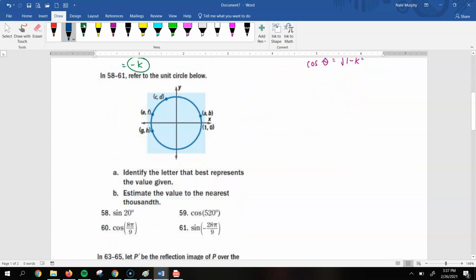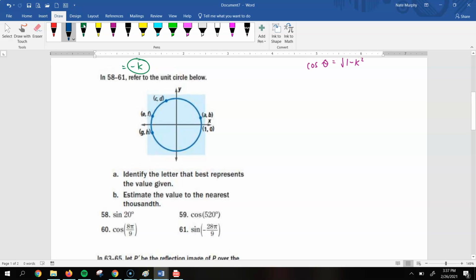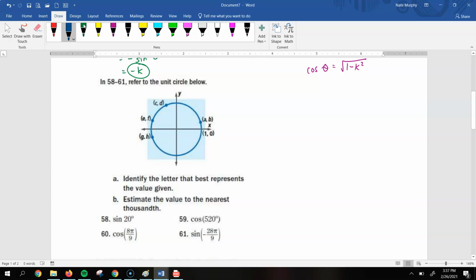All right, let's look at 58 through 61. I really like these problems because they require us to make sure that we understand how the unit circle works, which for this year is the most important thing right now. But let's look at how we find these out.